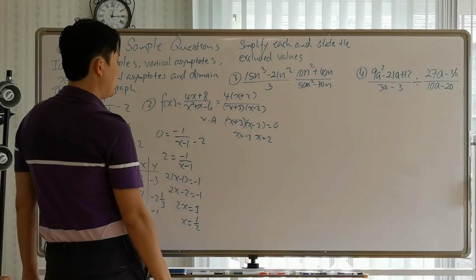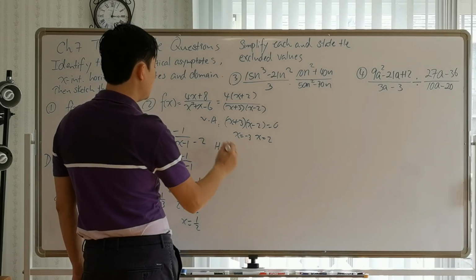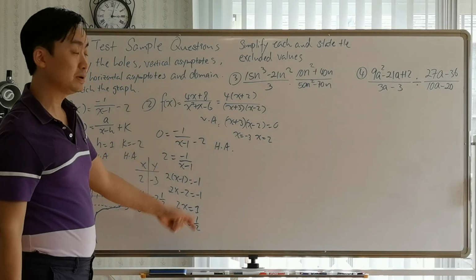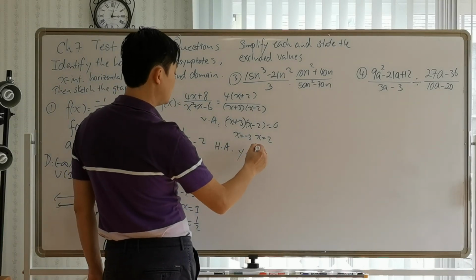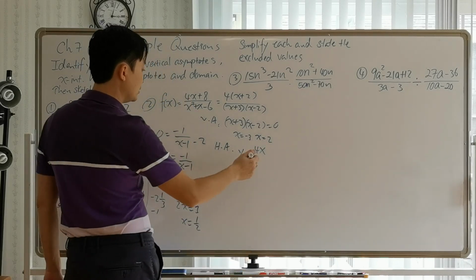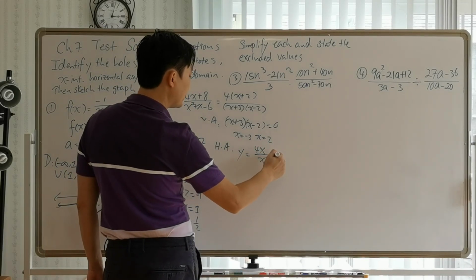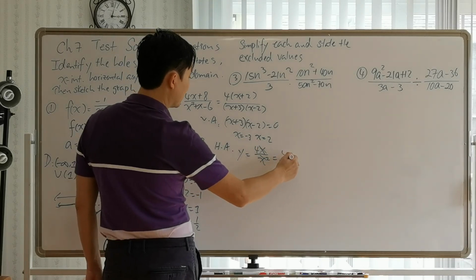Okay, so what about for that HA? So anytime they want to find HA, you always want to take out the highest power term, top and the bottom, and then we just want to take them out and put in for the analysis. So 4x over x squared. So this one will give you that 4 over x.